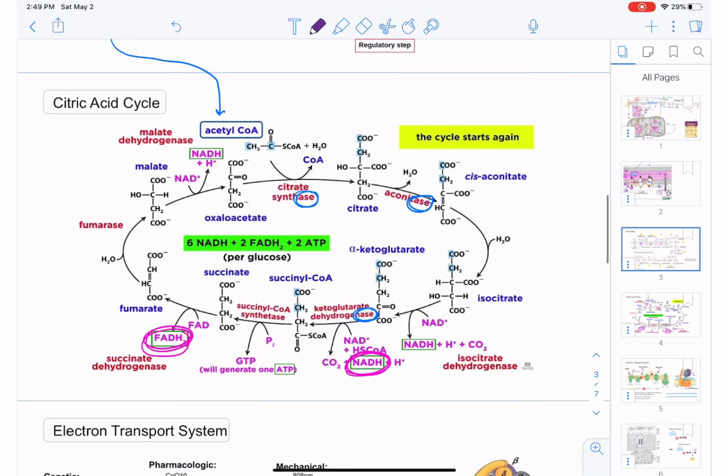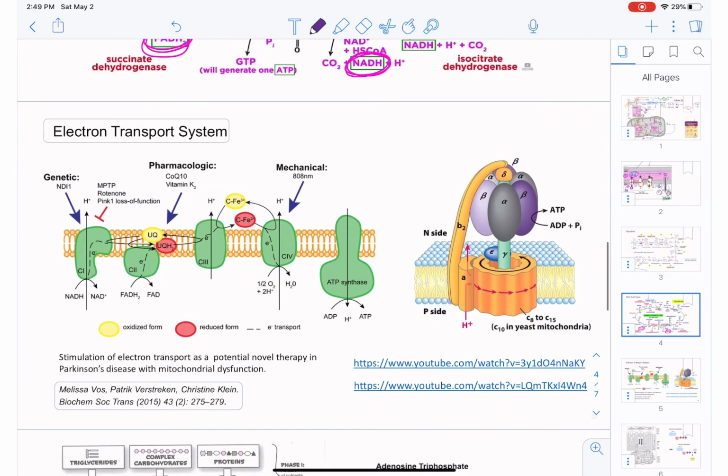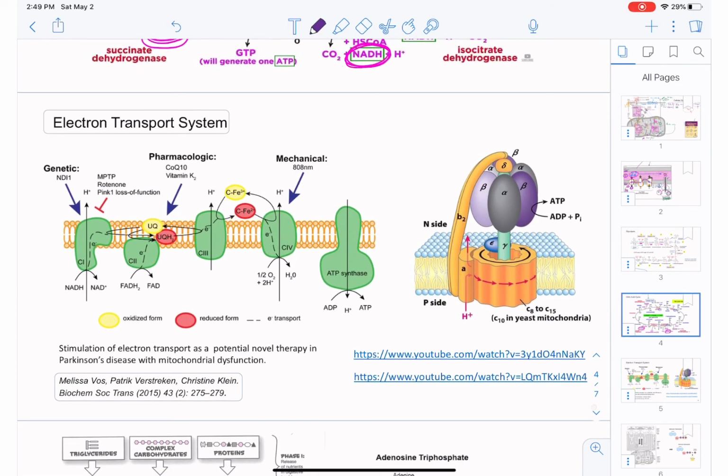And that brings us to the electron transport system. This is the inner mitochondrial membrane, and these are all the electron transporters. What this figure is also showing you are potential sites of stimulation of these electron carriers as potential therapy for Parkinson's disease. And here's the research article that you can look up if you're interested in more about that.